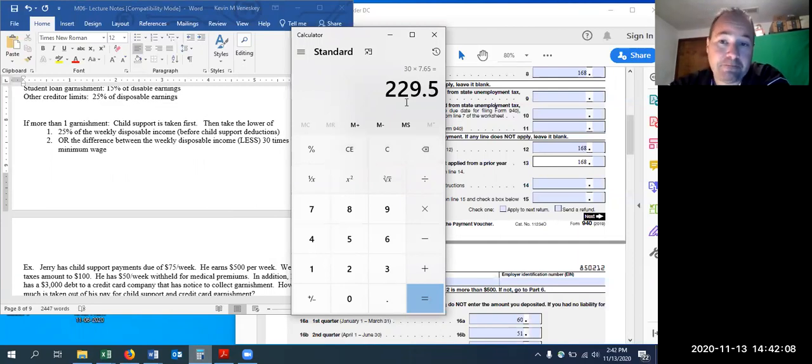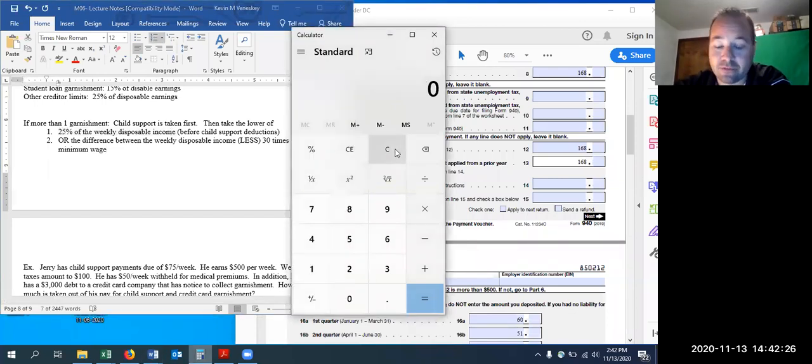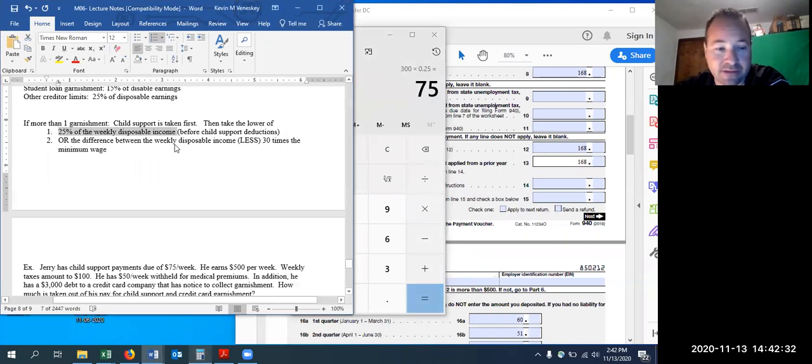So if you only made $300 in disposable income, they could take 300 minus that 217.50 that we just figured. They would have about 70 bucks to take. But remember, it's the lower of, and then 25% of your weekly disposable earnings. Let's see what that was. 300 times 25% is 75. I picked one that came out to be almost exactly the same.